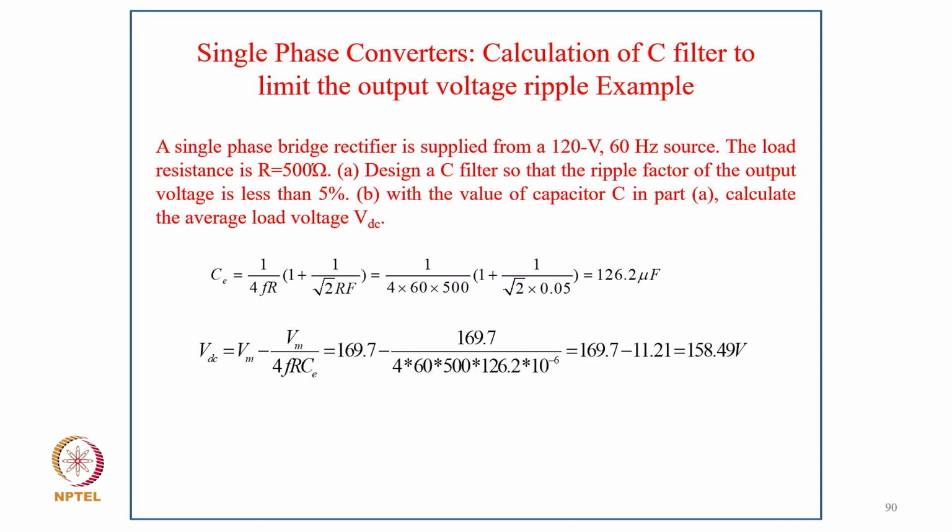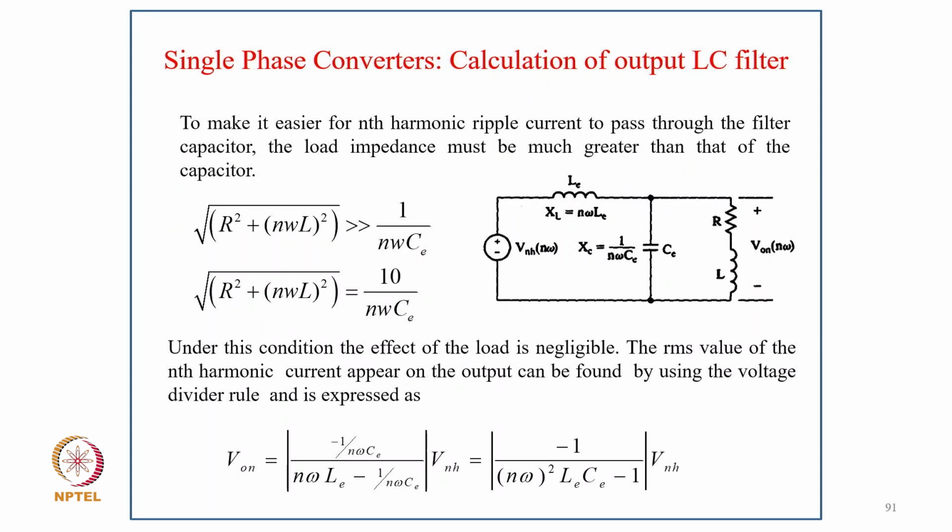So C equal to 1 upon 4FR in bracket 1 plus 1 upon root 2 RF, and putting in the values it comes to 126.2 microfarad, and VDC equal to Vm minus Vm upon 4FRC, and putting in the values it comes to 158.49 volt. So now coming to the calculation of the output LC filter.